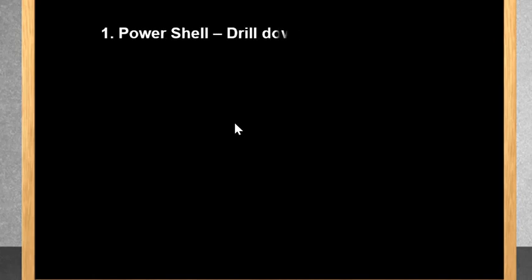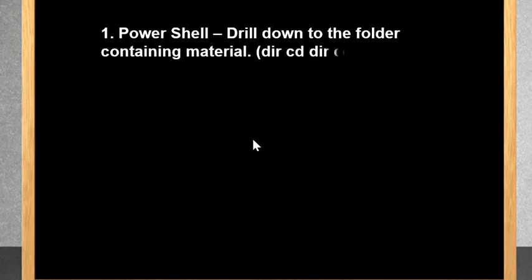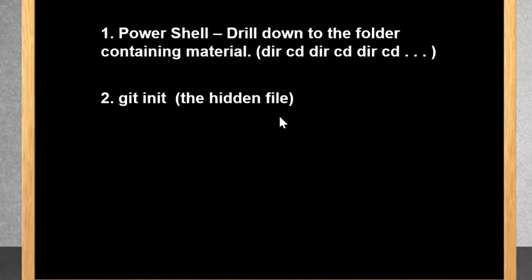So the first thing that I did was I used PowerShell, which is kind of like the command prompt, bottom left corner of the screen, to drill down to the folder containing the material I needed. So a lot of dir and cd, just repeating until I finally got to the folder. And then when I got to the folder, I typed inside of it git init, and it creates a hidden folder.